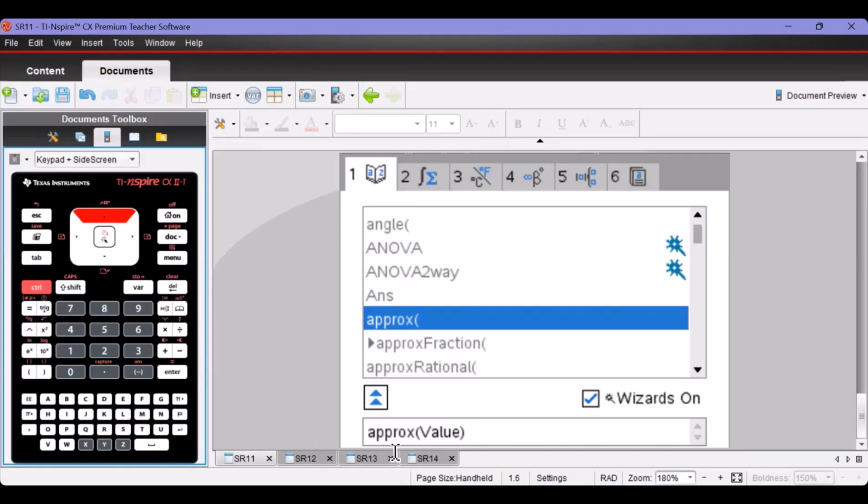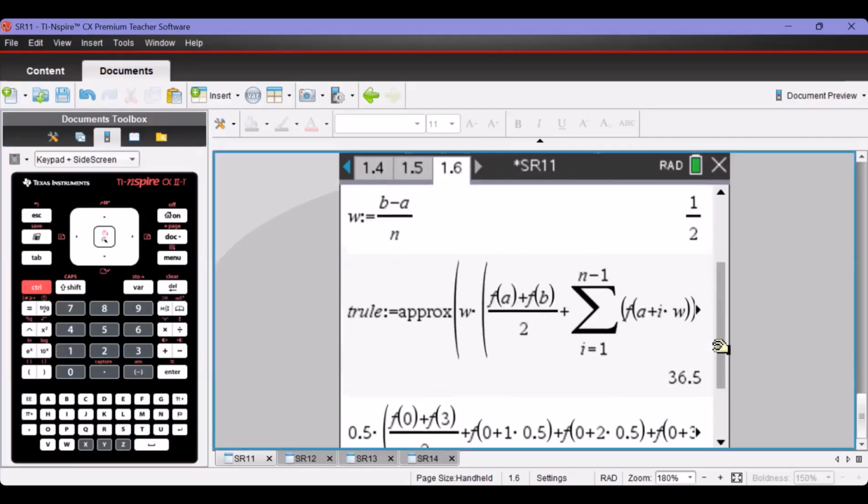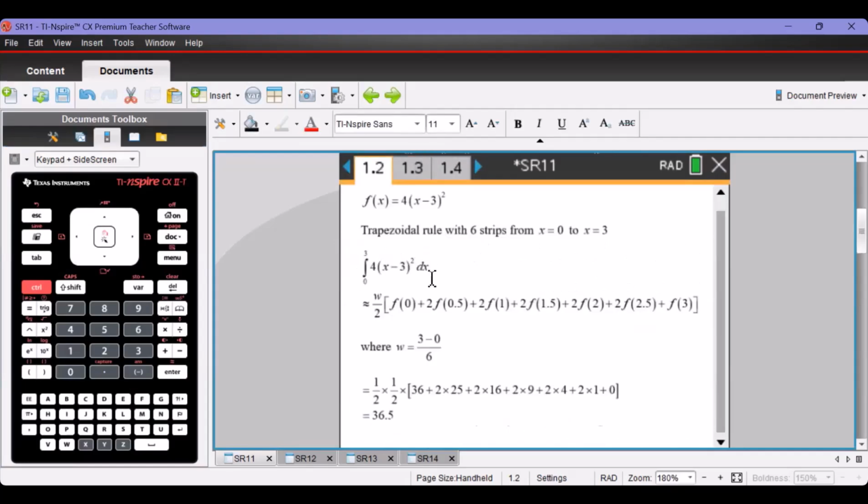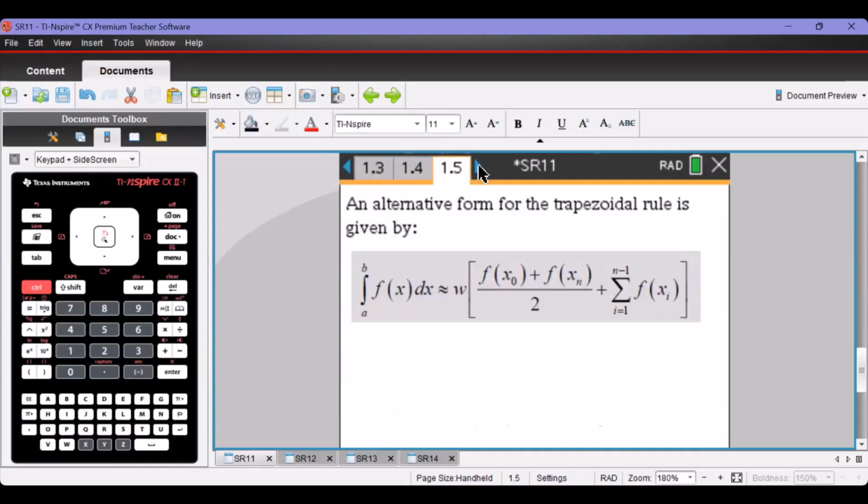So it's approximate, makes it a decimal. The width multiplied by f of a plus f of b all over 2, plus the sum from i equals 1 to n minus 1. So if n equals 6, we've got the sum of 5 function values. And if we go back to page 1.2, we can see we've got 1, 2, 3, 4, 5 function values which relate to those adjoining trapezia. So that's why it's n minus 1 of f of a plus i times w.